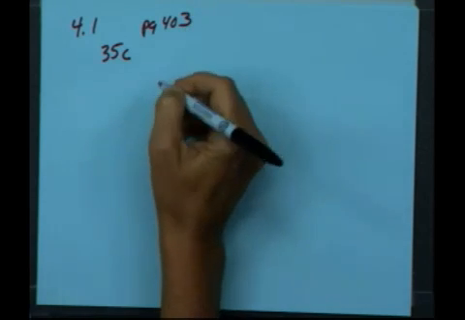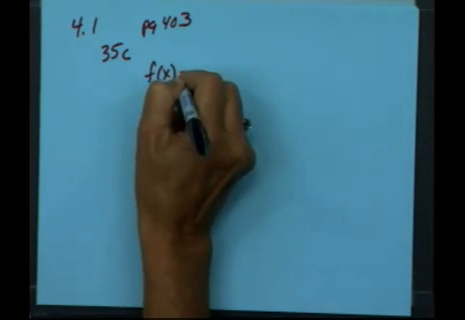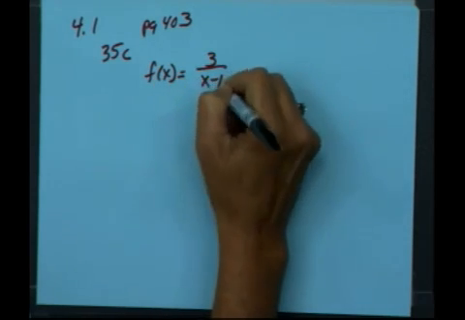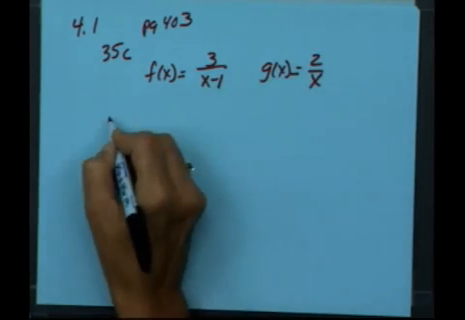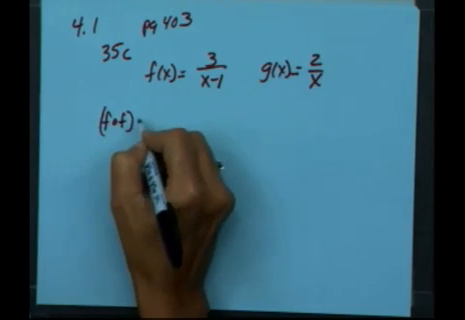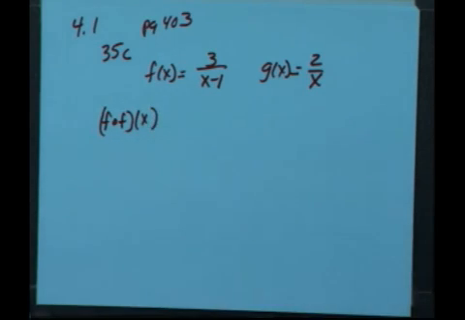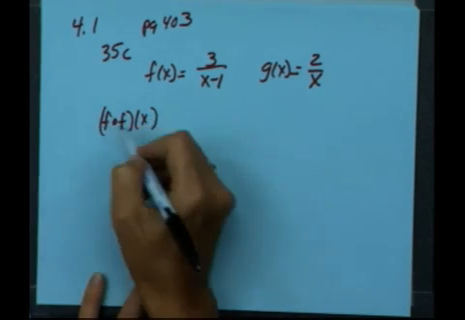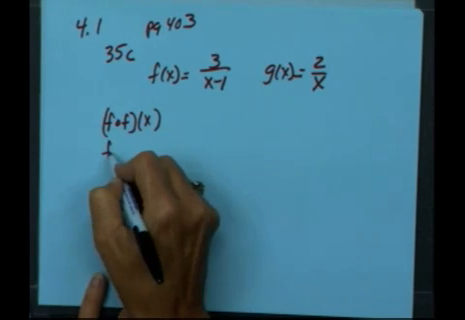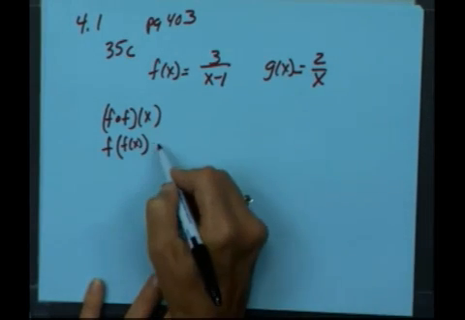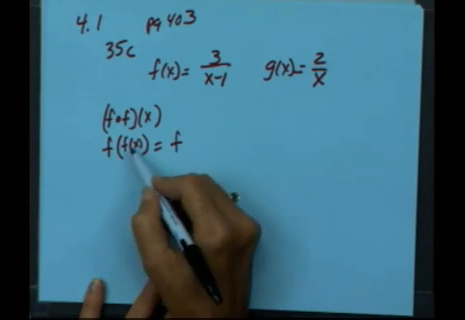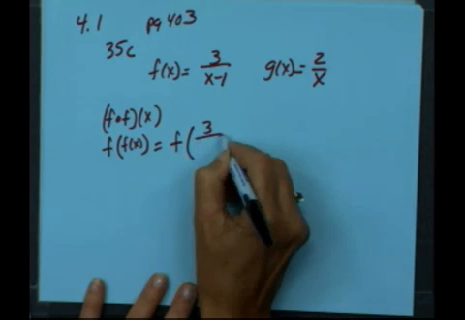35C. f of x equals 3 over x minus 1. g of x is equal to 2 over x. And we're looking for the composition of f and f at x. What do they mean by composition? Composition of f and f at x is f evaluated at f of x. So f of x is 3 over x minus 1.